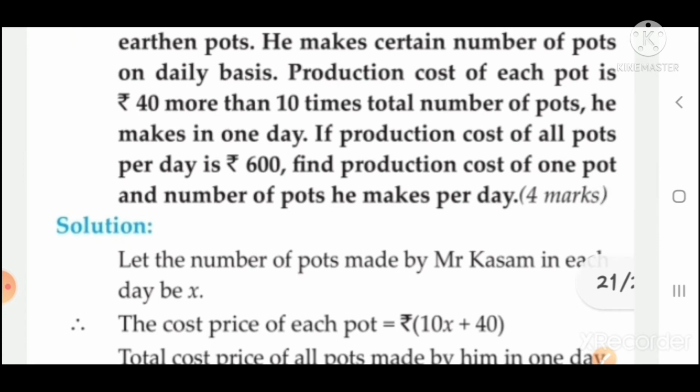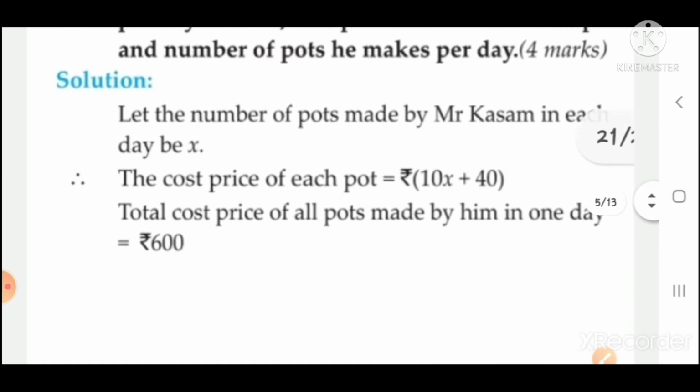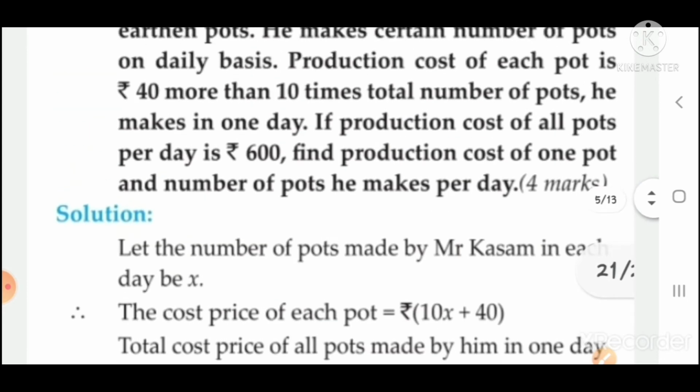Why plus 40? Because 40 more they have told. So the number of pots made by Mr. Kasim in each day is x, and the cost price for each pot will be 10x plus 40 rupees. So the total cost price for all the pots made by him in one day is 600 rupees. That is the total amount he spent to make all the pots for one day.